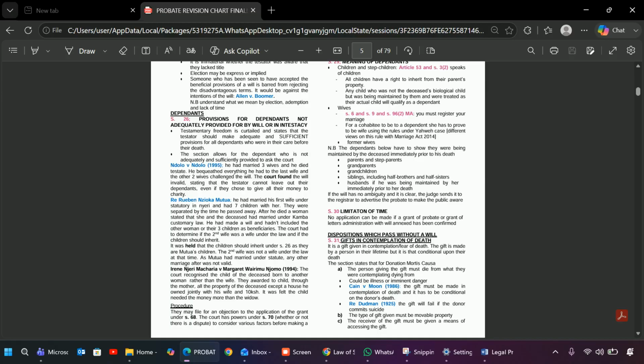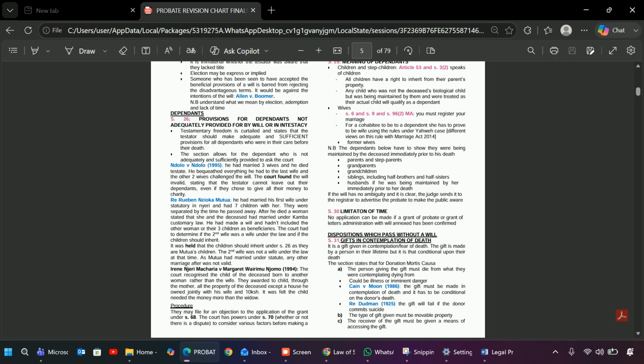Section 26 of the LSA provides for provisions for dependents not adequately provided for by will or intestacy. Testamentary freedom is curtailed, and the section states that the testator should make adequate and sufficient provisions for all dependents who are in their care before their death. And the section allows a dependent who is not adequately and sufficiently provided for to ask the court.